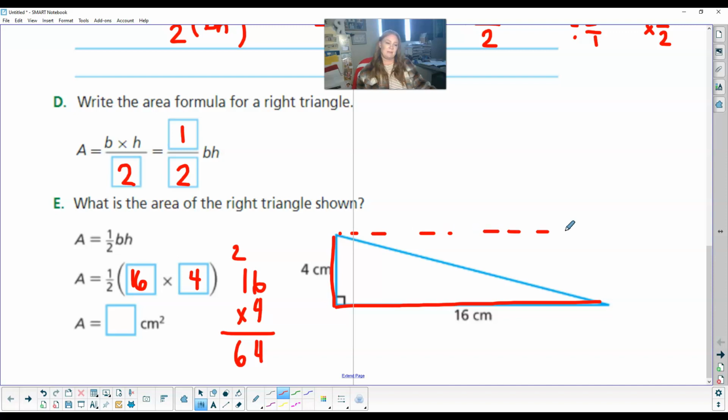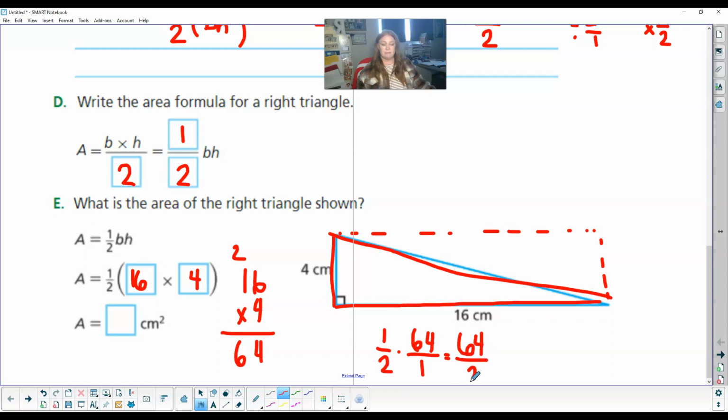But when I did base times height, that was for that entire rectangle. I don't want that entire rectangle. I need to cut it in half. So we're going to times this by 1/2. So 1/2 times 64 over 1. 1 times 64 is 64. 2 times 1 is 2.